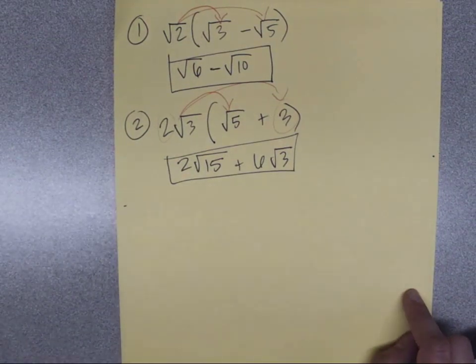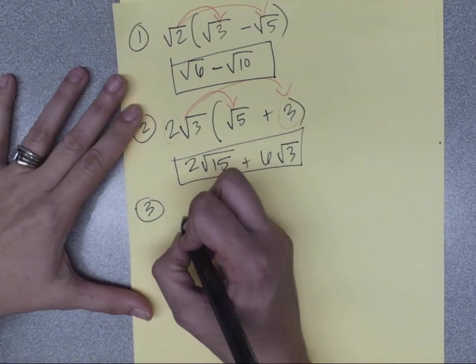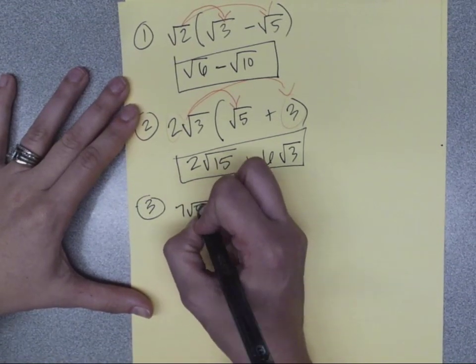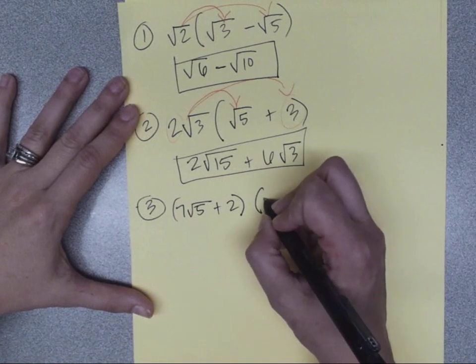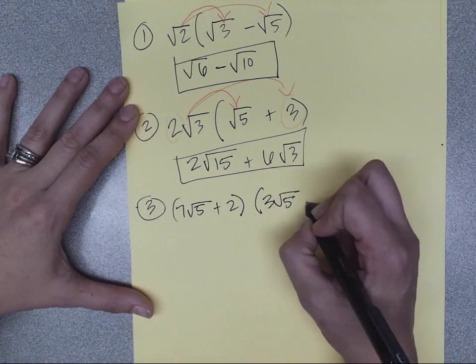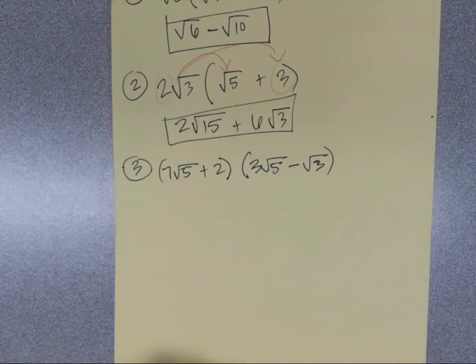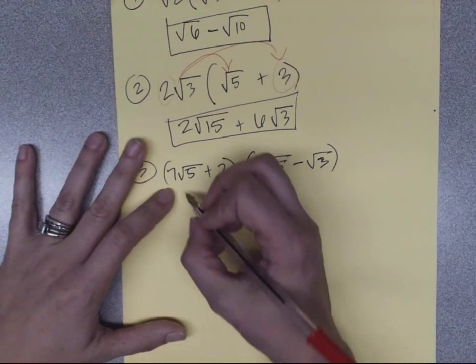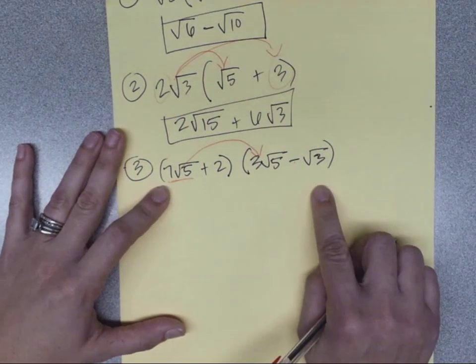Okay, let's do one where we have to FOIL. If I had the problem 7 square roots of 5 plus 2 times 3 square roots of 5 minus the square root of 3. Okay, so I'm going to FOIL this out or double distribute, however you want to think about it. So the first thing I'm going to do is take the 7 square roots of 5 and multiply it by everything in the other parenthesis.